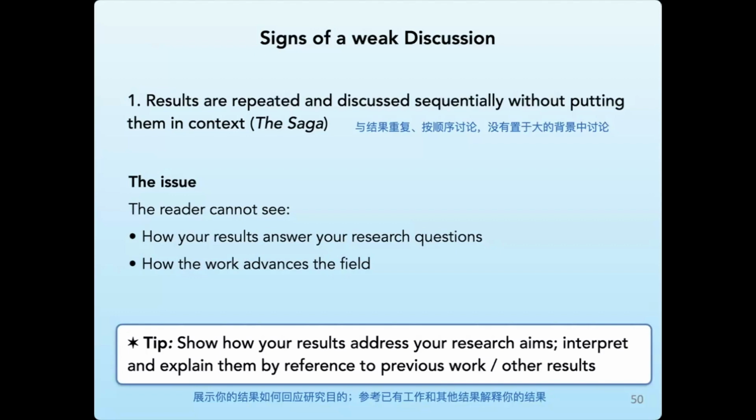I'll also talk, in the second session, a little bit about how we might be able to address this issue and actually synthesize results with the interpretation from the literature.